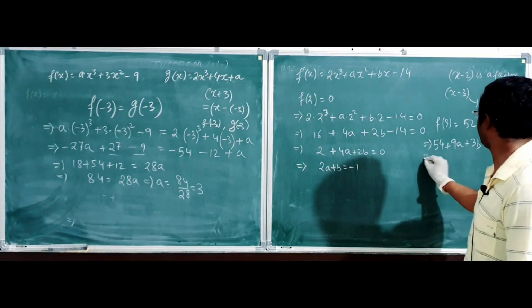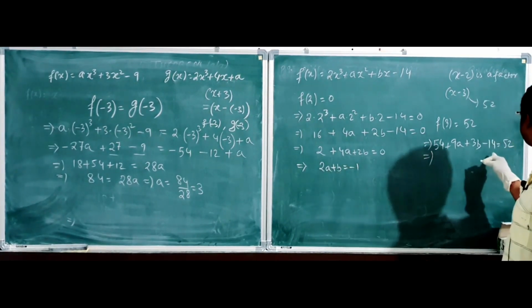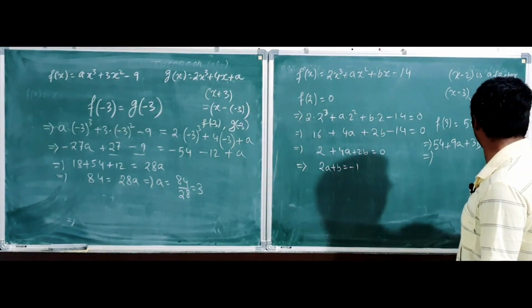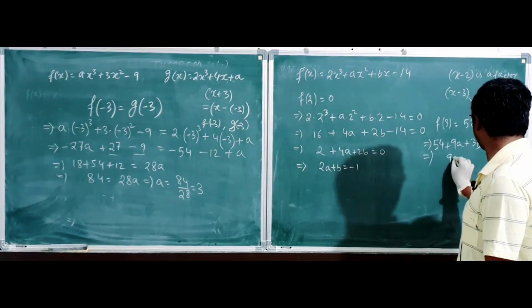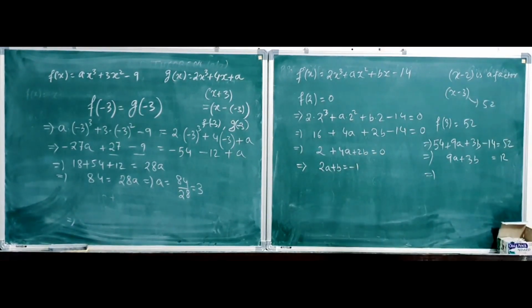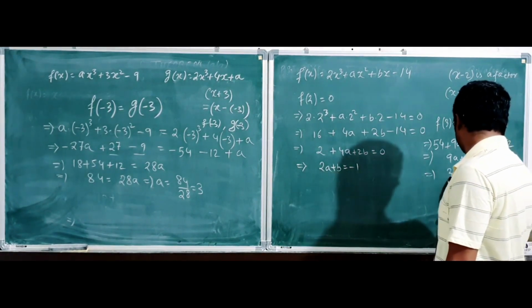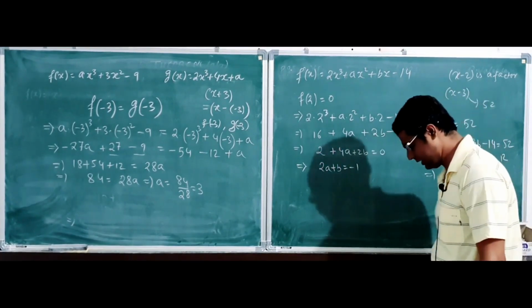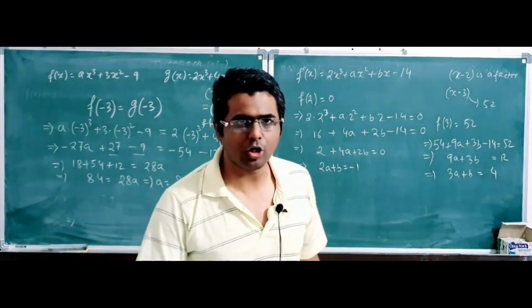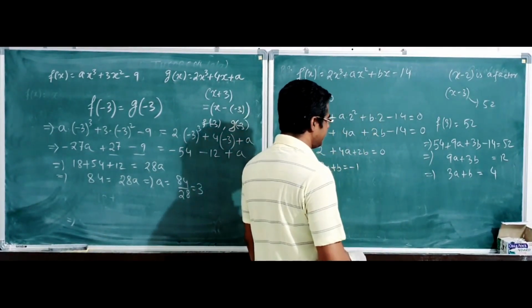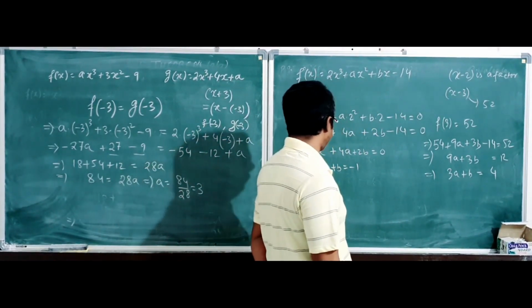So here we get 54 minus 14, that is 40. I'll take 40 to that side, so it will be 12. Here it will be 9a plus 3b. I can take 3 common from this, so I'll get 3a plus b is equal to 4. 3a plus b is equal to 4. Clear? So now you can solve these two equations and you can get the values of a and b.